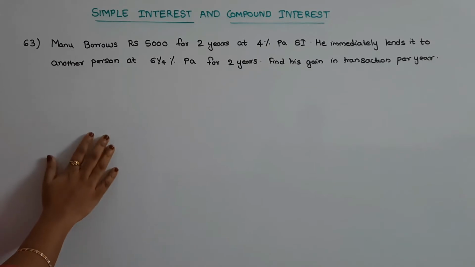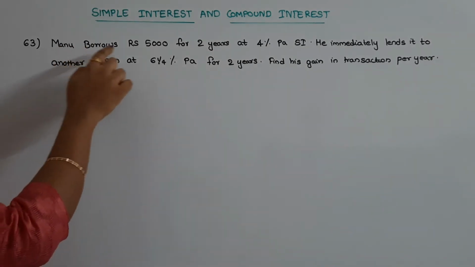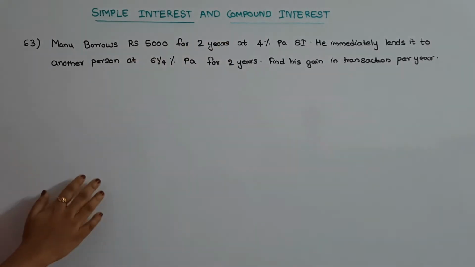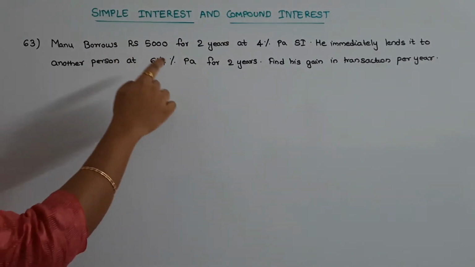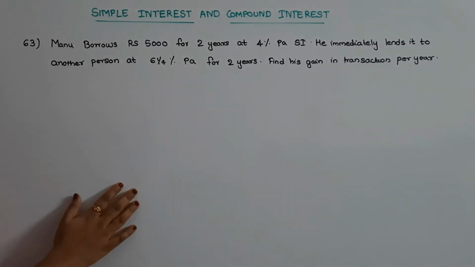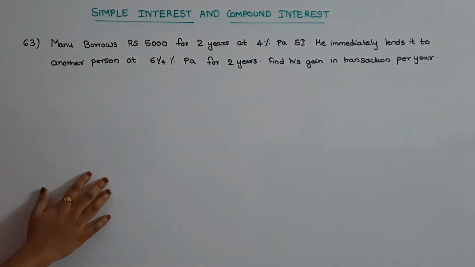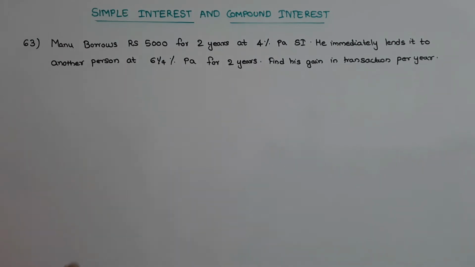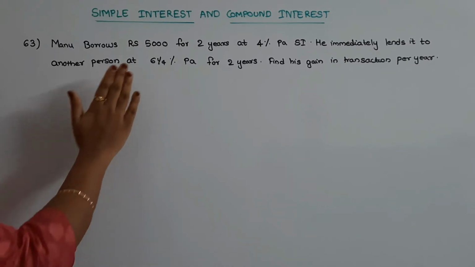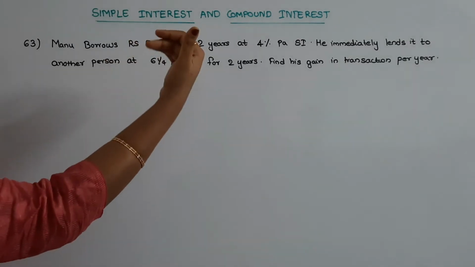So, in this question they are telling that a person named Manu borrowed rupees 5,000 for 2 years at 4% per annum. Then he lent it to another person at 6 1/4% per annum for 2 years. Then we need to find out what is his profit. So, in order to find out his profit, we need to find out the difference in the interest from first case and second case.